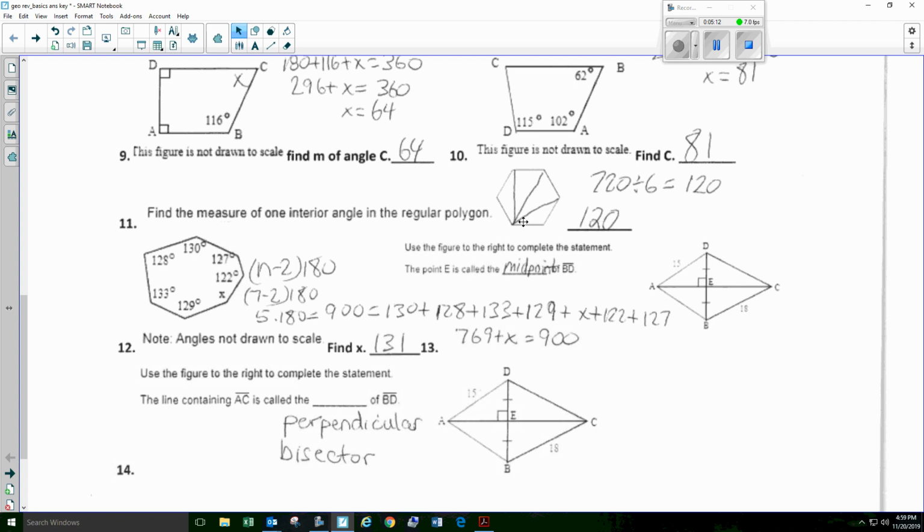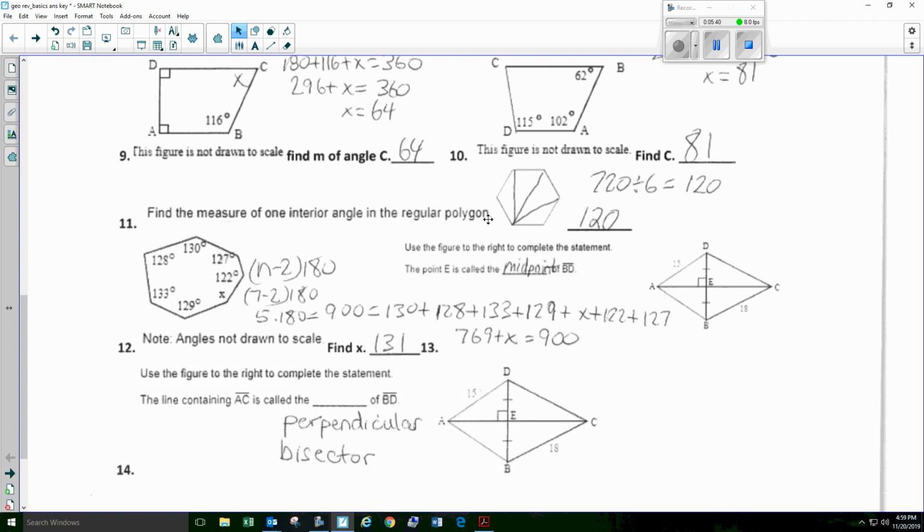Number 11 here: find the measure of one interior angle of a regular polygon. So again, if I didn't remember the formula of n minus 2 times 180, I could draw the diagonals from one vertex only. That diagonal, that diagonal, and that diagonal. Each one creates a triangle, 180 degrees, 180, 180, 180. Four times 180 is 720 degrees. That's the total interior angles of this convex polygon.